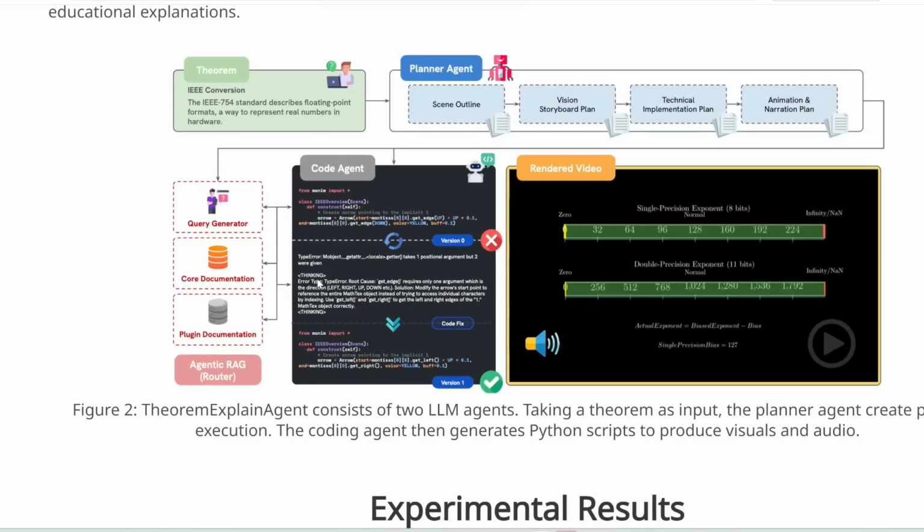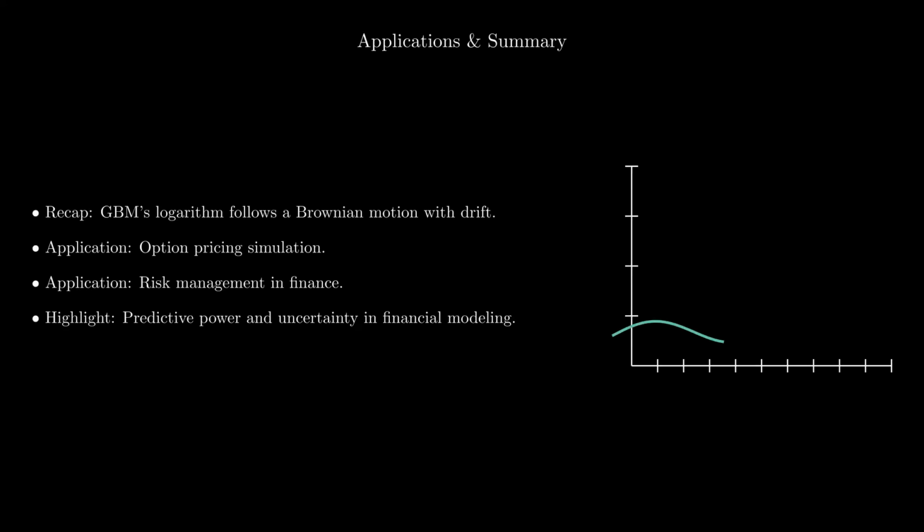Its architecture consists of two agents. First of all, you would input whatever theorem or concept you want it to explain, and then it would go through this planner agent, which creates a plan for the video, including the script, the storyboard, and the visuals. Then this will be passed to this code agent, which generates the code to create the video. It uses a tool called Manim, which basically helps create these visualizations.